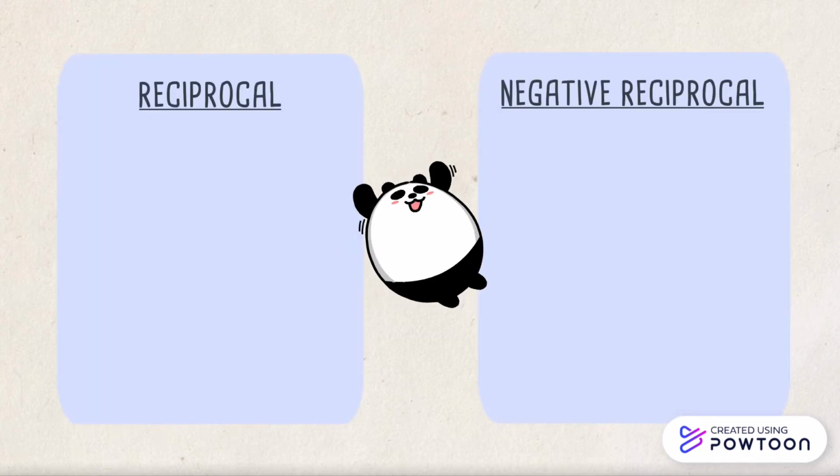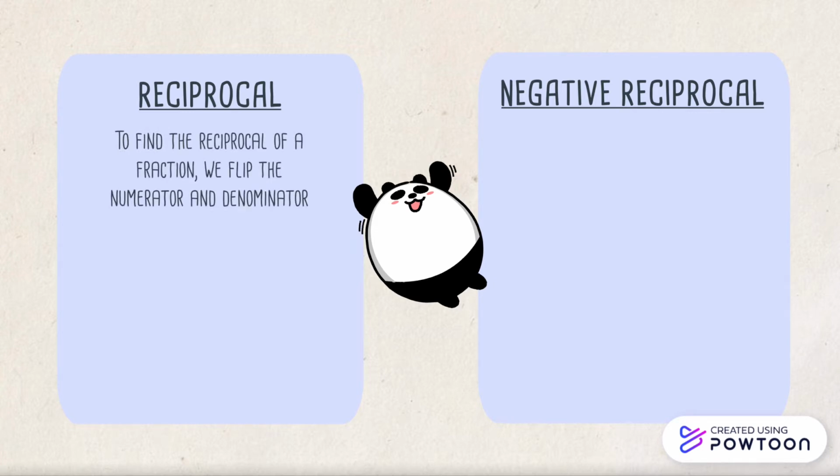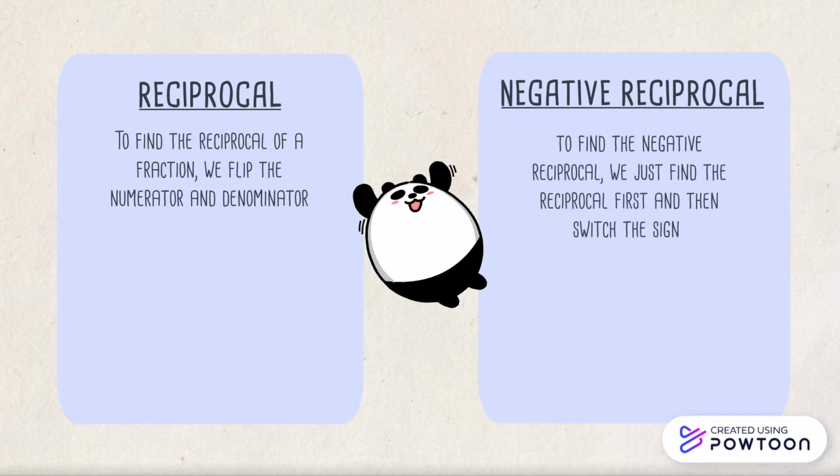To find the reciprocal of a fraction, all we need to do is flip the numerator and the denominator, and to find the negative reciprocal, we just switch the sign. So positive to negative, negative to positive. You pretty much get the idea.